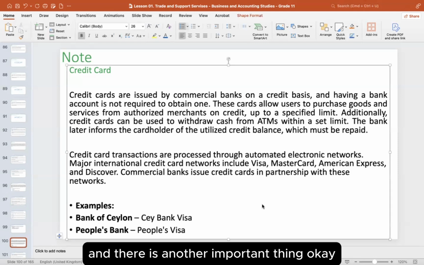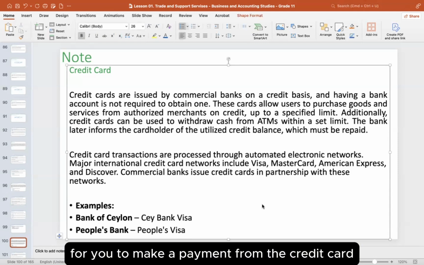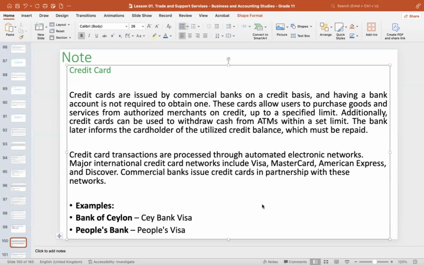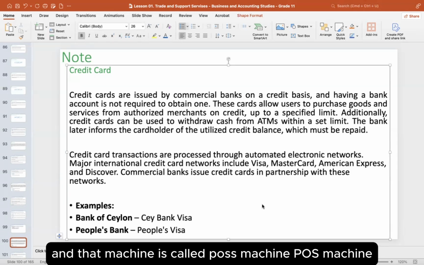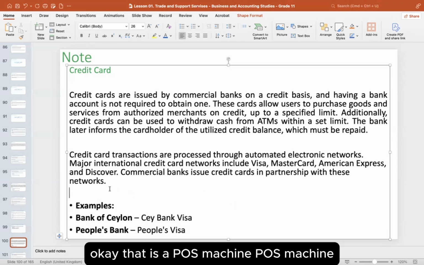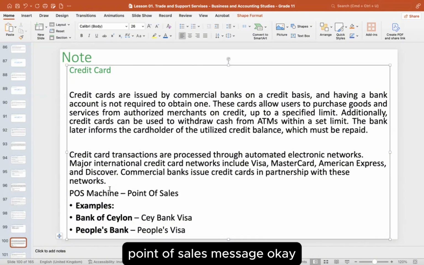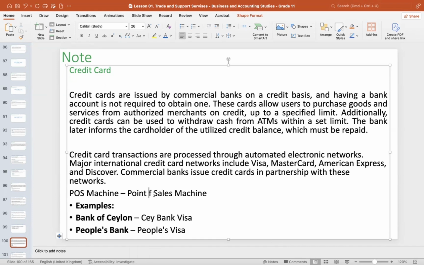And there is another important thing. For you to make a payment from the credit card, there should be a machine in that shop, and that machine is called a POS machine. POS stands for point of sales. Point of sales machine.